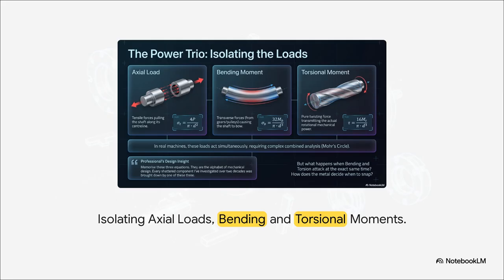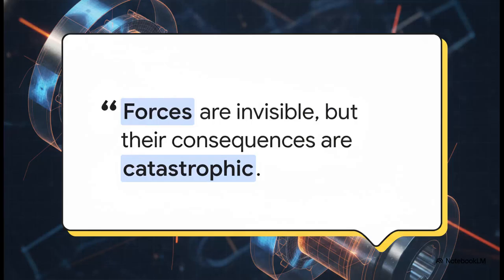In a running machine, these attacks almost always happen at the exact same time, which means we have to use complex mathematical derivations, like Mohr's circle, to combine them into a single stress profile. I really want to highlight this quote from a seasoned professional. "Forces are invisible, but their consequences are catastrophic. Our math makes the invisible visible, allowing us to preempt failure before the lathe even turns."